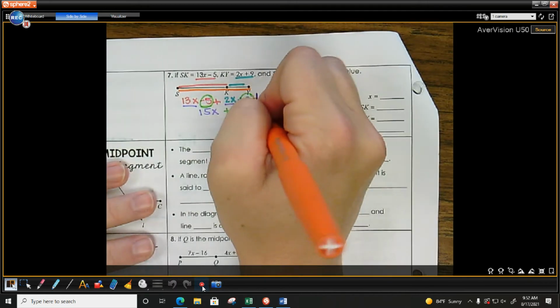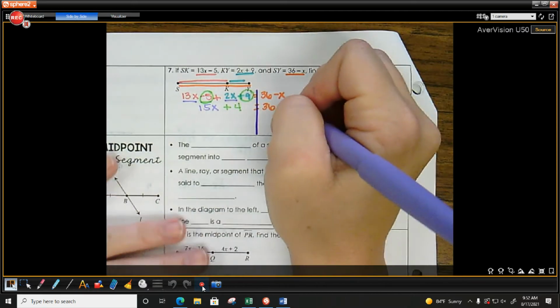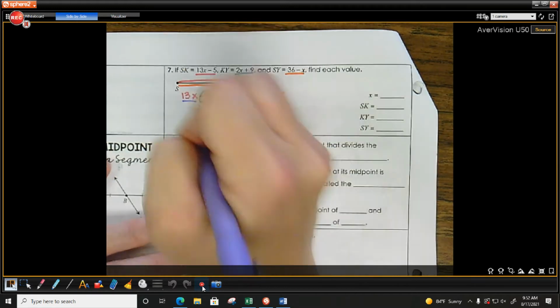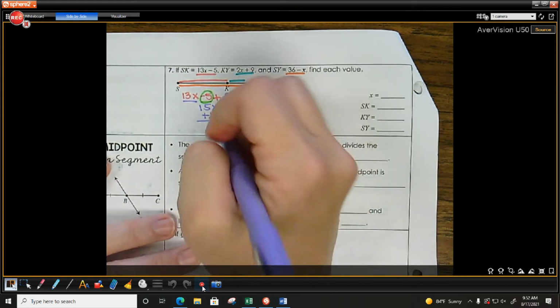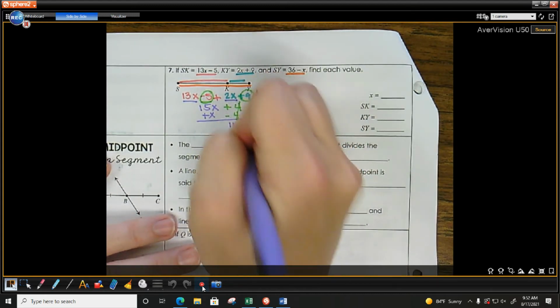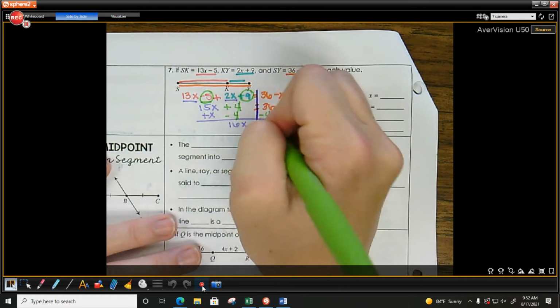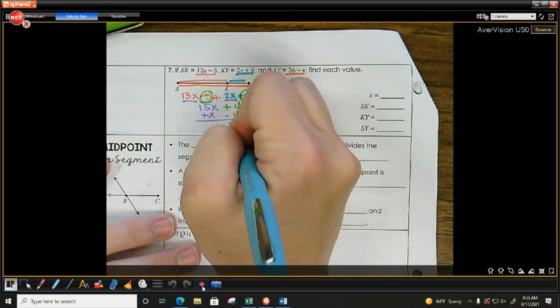Again, I'm going to move my constants in the same step as moving my variables. So how am I going to move my negative x from the right to the left? Plus x. How am I going to move my plus 4 from the left to the right? Minus 4. So it's 15x's plus another x. And then what is 36 minus 4? 32. Okay, what am I going to do? Divide by 16. Very good. And we get x equals 2. There we go. X is 2.